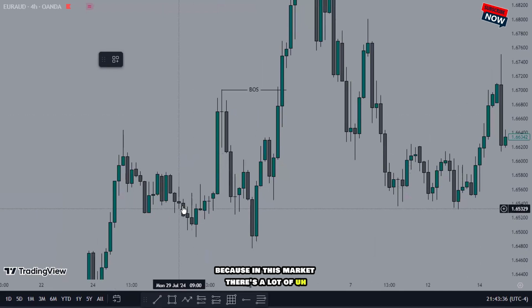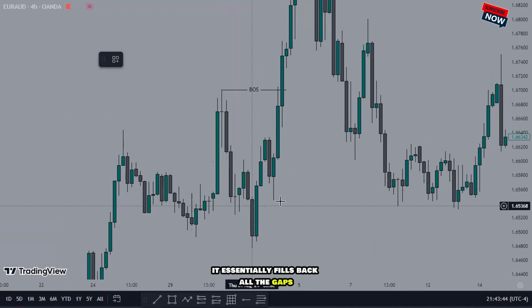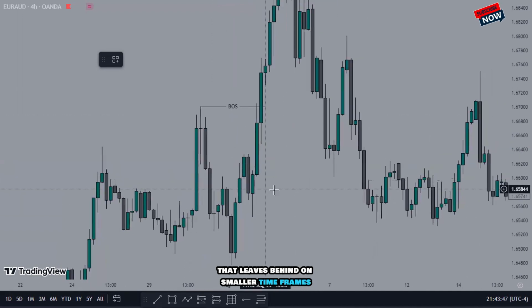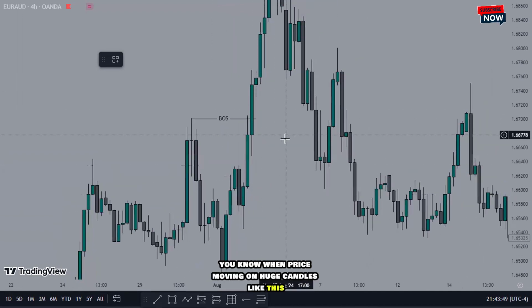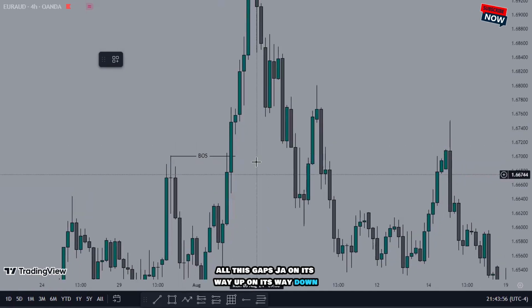When price moves like this, most of the time this is efficient. Why? Because in this market there's a lot of up and down movements, there's a lot of consolidation, and when the market is consolidating, it essentially fills back all the gaps that it leaves behind on smaller time frames. When price moves out with huge candles like this, it's almost difficult for price to fill up all these gaps on its way up or down. So you leave it, then come back shortly and fill it.